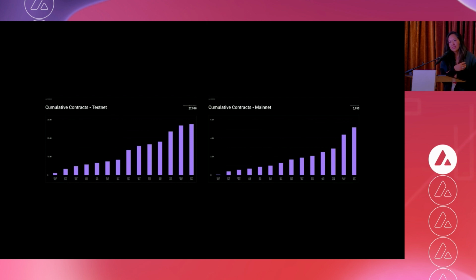applications that are being built in a cross-chain or chain-agnostic or omni-chain manner. On the left-hand side, you see cumulative contracts on testnet. Right now, we're trending towards, or I think now we've actually surpassed, 30,000 contracts. And on the right-hand side, nearly 6,000 on mainnet. And so this year will be huge, particularly for gaming.